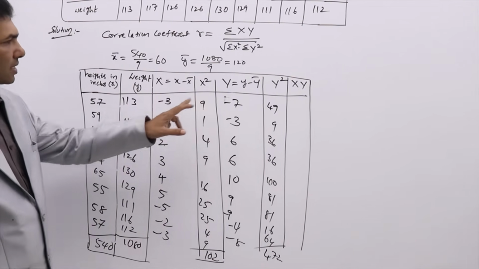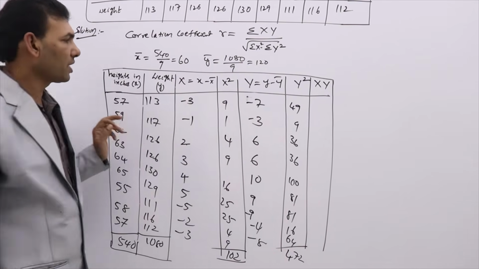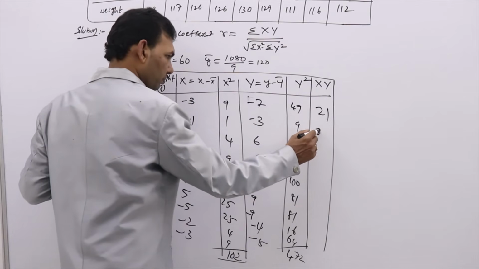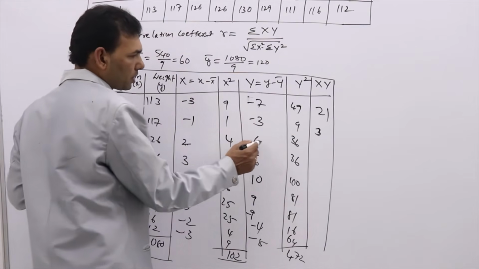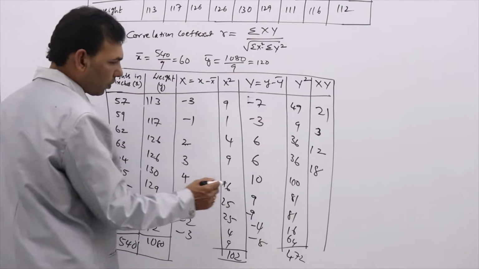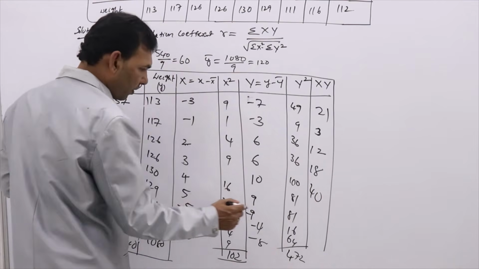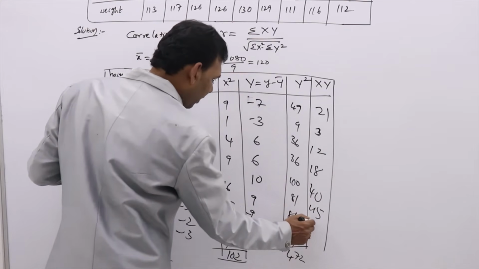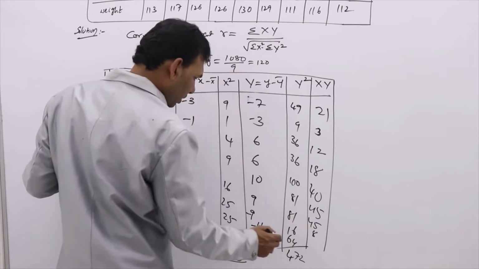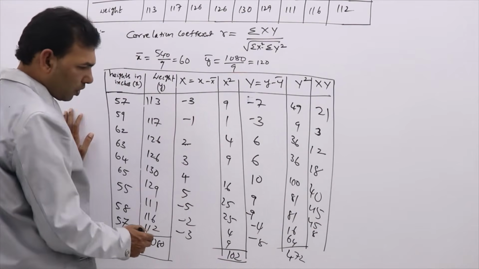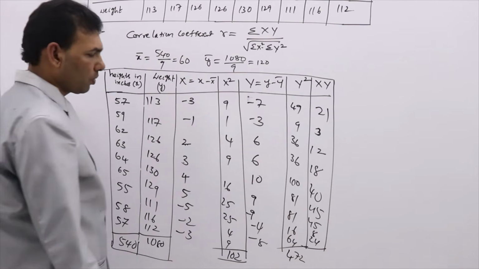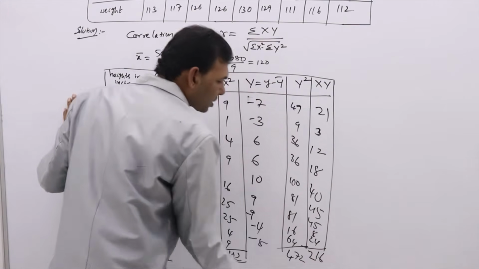Next, sigma xy. Multiply capital X and capital Y. These two: 7 into 3 and so on. Minus into minus is plus. 3. 2 into 6. Again 3 into 6. 4 into 10. 5 into 9. Again 5 into 9. Next 2 into 4. 3 into 8. So these values you need to add, you will get 216.